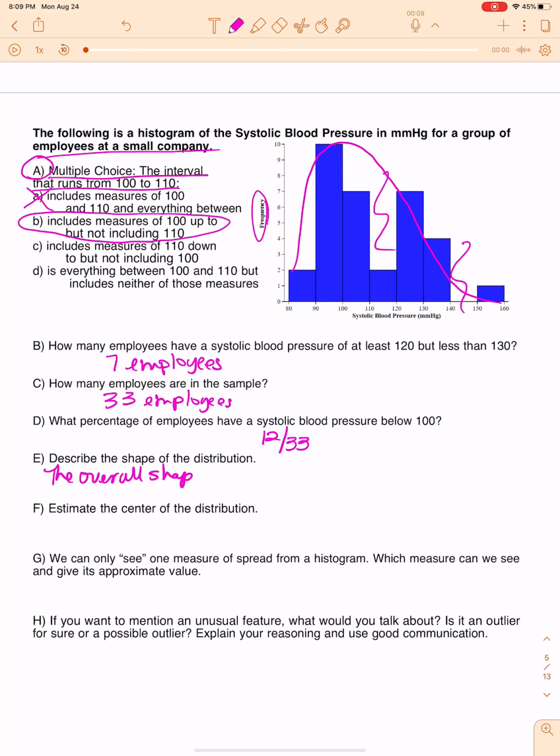The overall shape is right skewed with a significant dip between 110 and 120. Let's go with that. That sounds better.